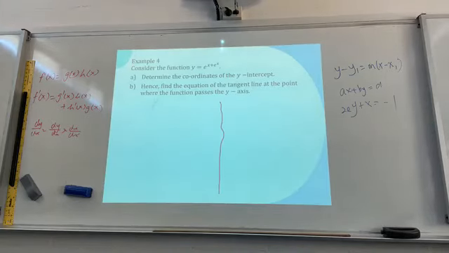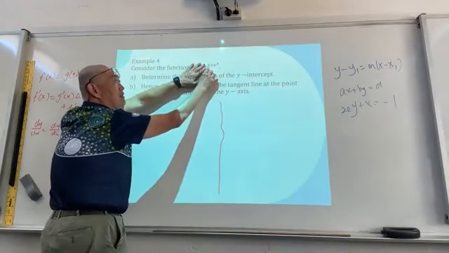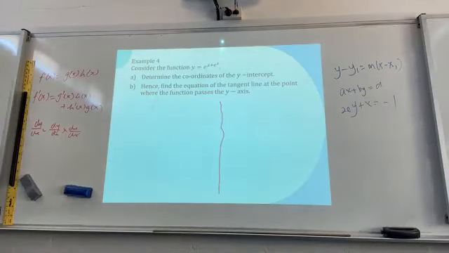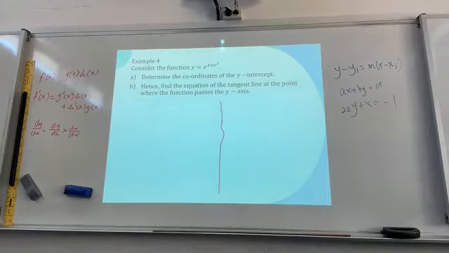Jerry, did you get that? What happens when the line crosses the y-intercept? What do you have? x equals 0. When x equals 0, what happens to the power? It's 1. Alright, very good. So you know y equals e to the power. When x equals 0, y is 1. That's 1. Hence, find the equation of the tangent line at the point where the function passes the y-axis.